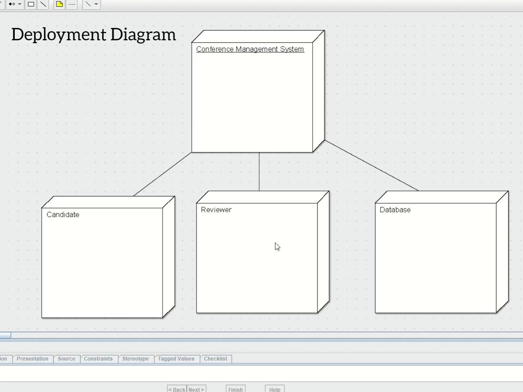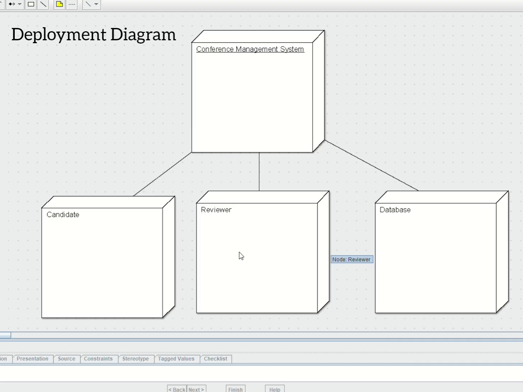The first node is candidate. The candidate is the user who registers in the system and submits the research paper. The second node is the reviewer. The reviewer checks and evaluates the submitted paper and gives feedback and decision.